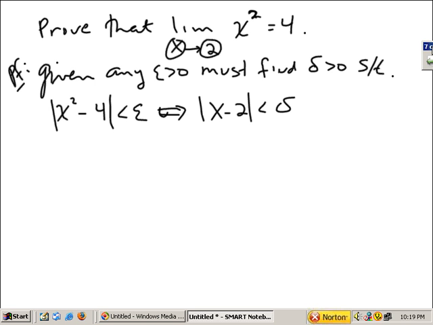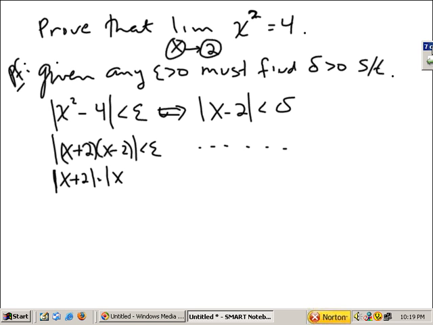Now, I can factor x squared minus 4. It becomes x plus 2 times x minus 2, less than epsilon, and the rest is the same. Now, I can even break it up: the absolute value of x plus 2 times the absolute value of x minus 2 is less than epsilon, and that implies the absolute value of x minus 2 is less than delta. So let me actually write that down. The absolute value of x minus 2 is less than delta.